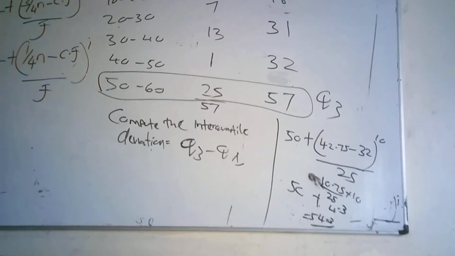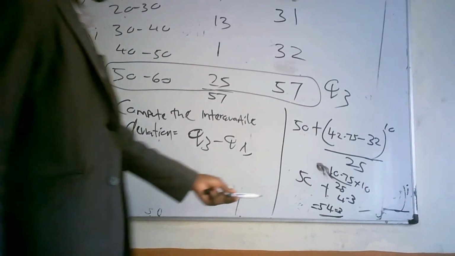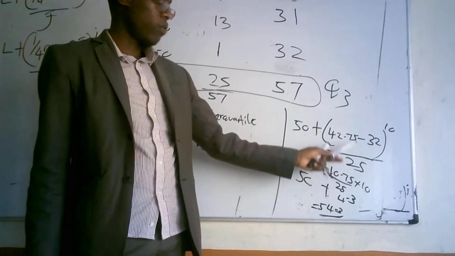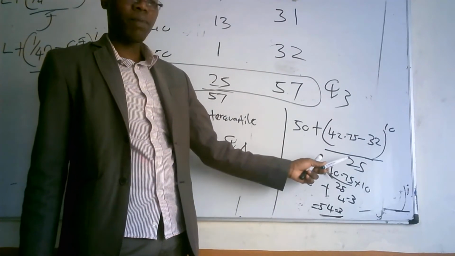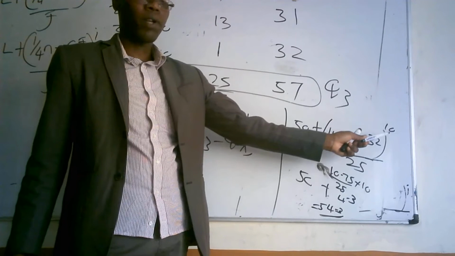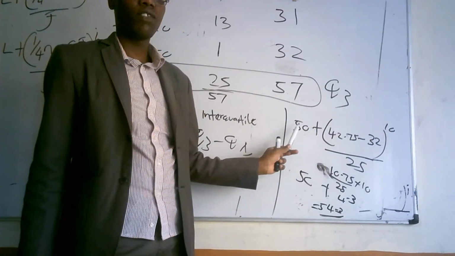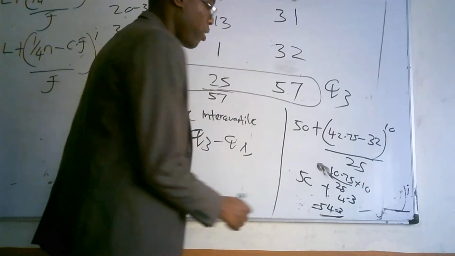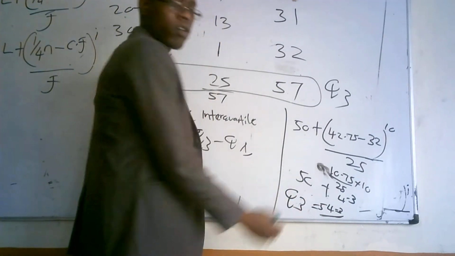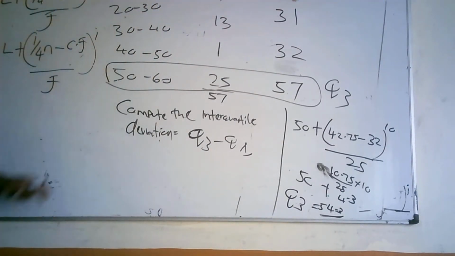So let me adjust the camera for you to see it. This is your 54.3. You start solving the ones that are inside the bracket first, and then you divide by the 25, multiplied by 10, you get the answer here. You add the 50 here, you get 54.3 as your Q3. So this is now quartile 3. So that's how you get quartile 3.